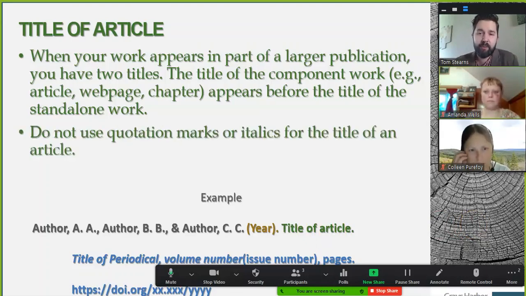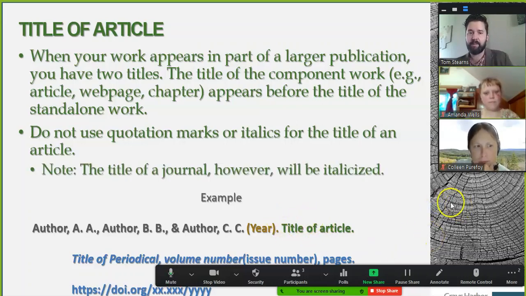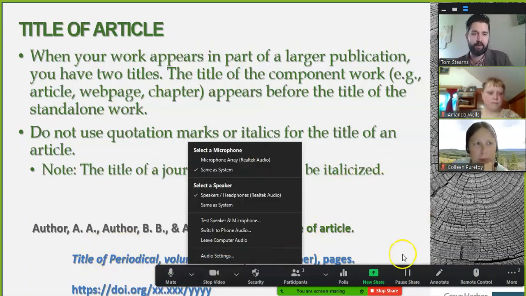Don't use quotation marks. Don't use italics for the title of an article. Just type it like a regular sentence. This is a little counterintuitive, but for a title of the article, just regular typing here. I want you to note, though, and we'll get to this in a second, that the title of the periodical will be italicized. This is really important because this is the way that your reader distinguishes between the article title and the periodical title.